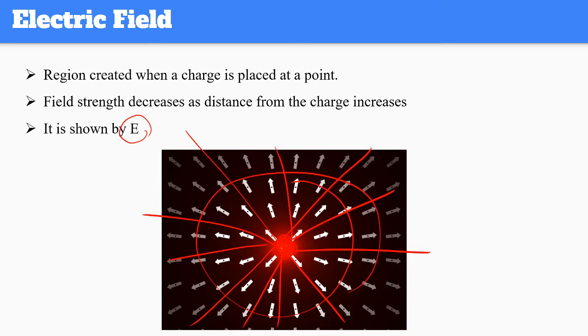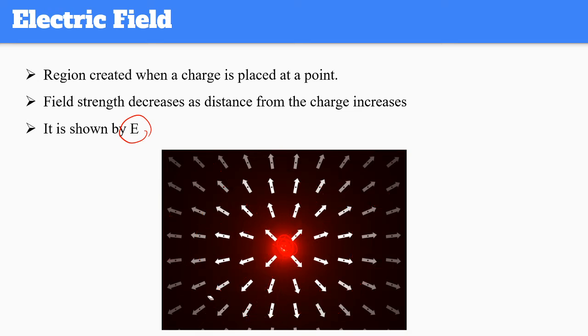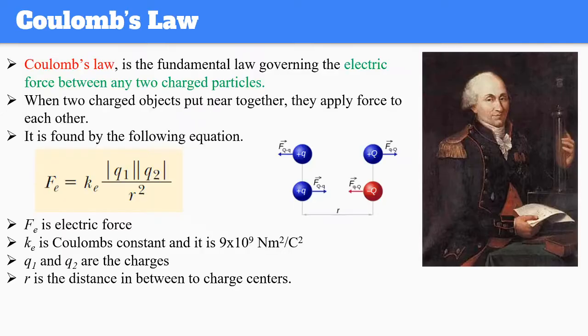And as you can also see, the darkness of the lines determines the strength of the electric field. So as you go farther and farther away, your field is getting weaker and weaker.